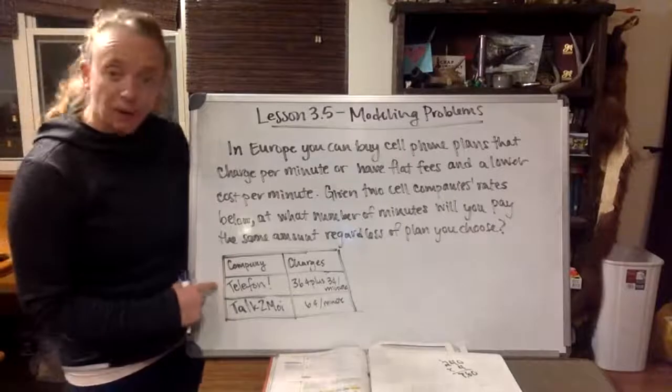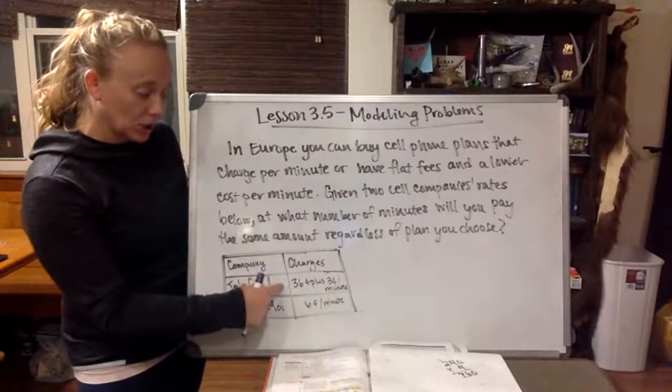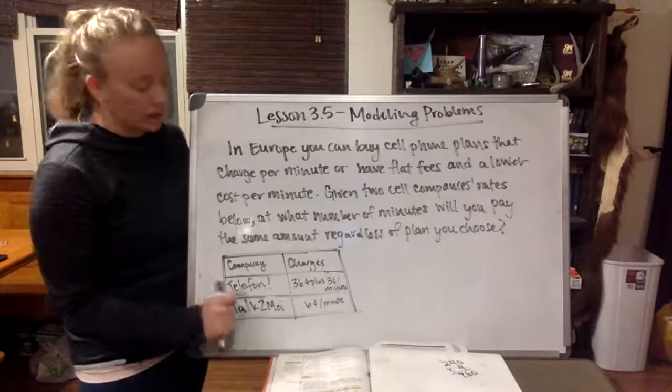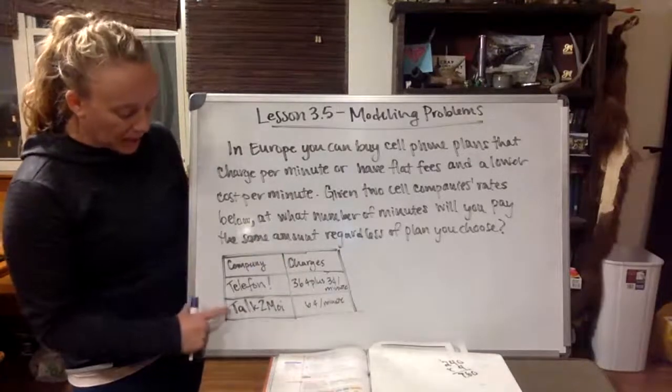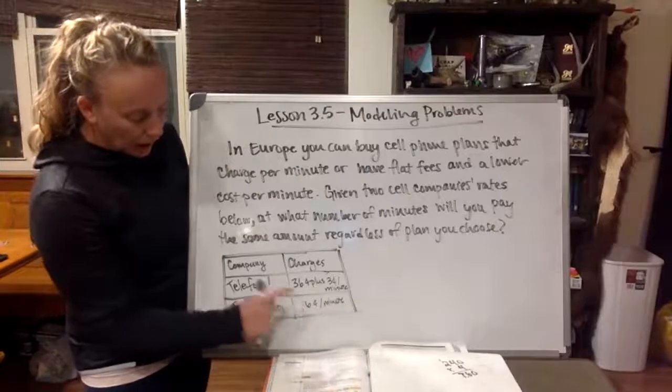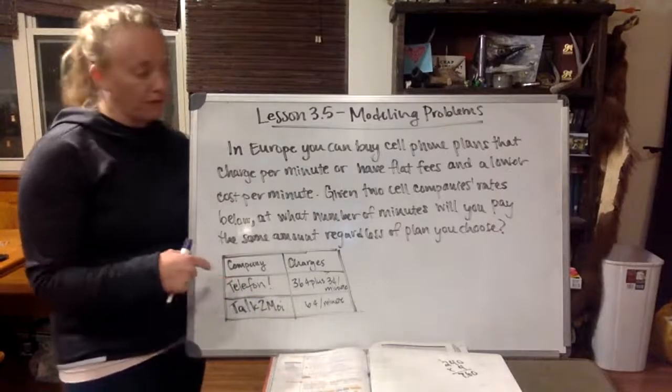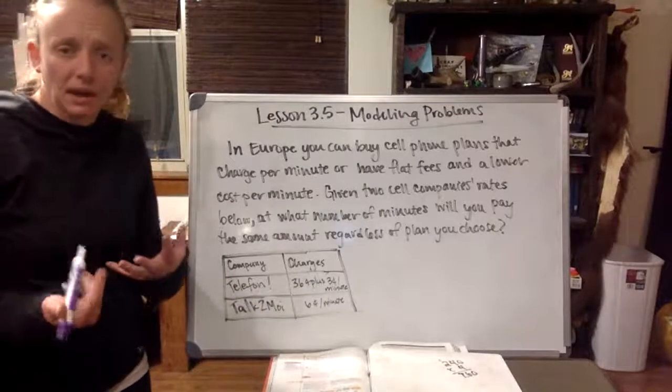We have Telephone Company, which costs 36 cents plus 3 cents a minute. So they have a flat rate every time you call, plus 3 cents a minute. And then we have Talk To Moi with a 6 cents per minute fee. We need to figure out how to model these.